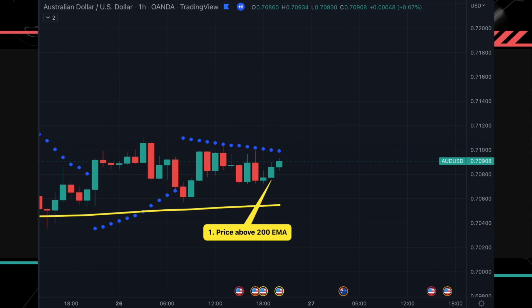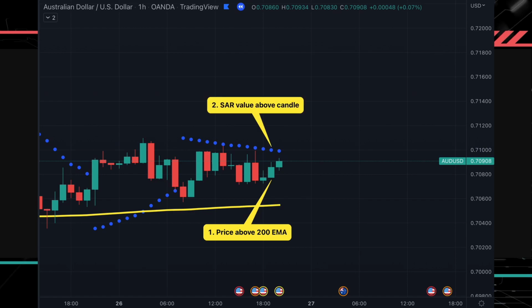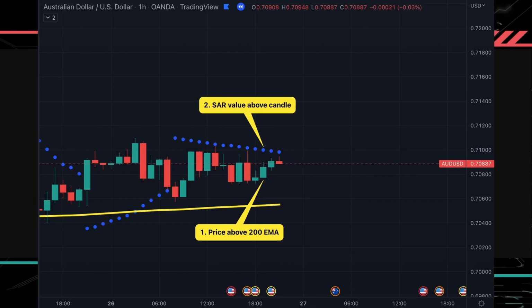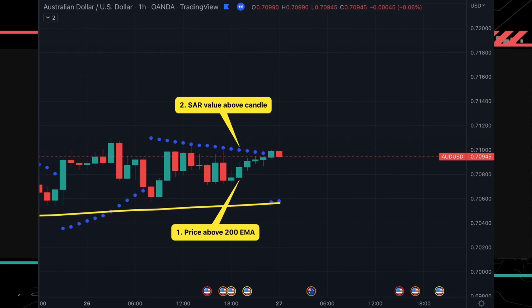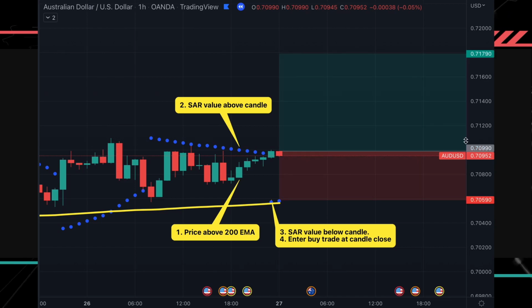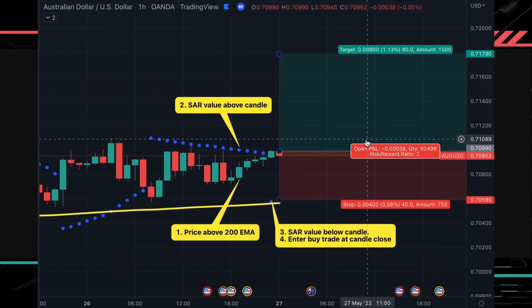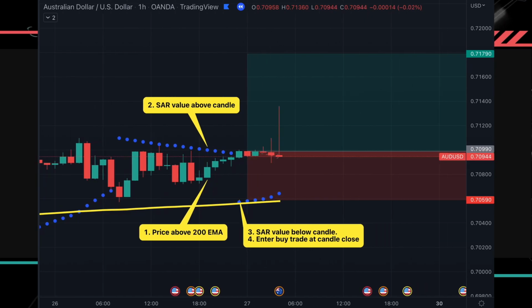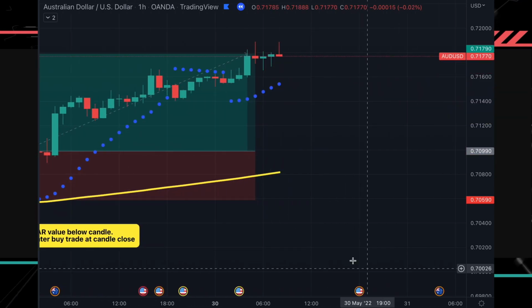As you can see, the Parabolic SAR dot is above the price. We will need to wait for the dot to appear at the bottom of the candle to make this a valid entry. Once the SAR value appears below the candle, we will then enter a buy trade at the close of the candle. We use the Parabolic SAR value as our stop loss. We will set a 1:2 risk to reward ratio. We let the trade run for a while, and it turns out to be a winner.